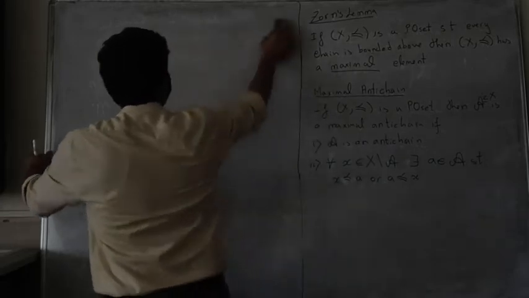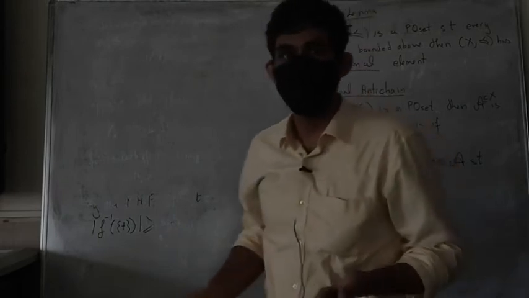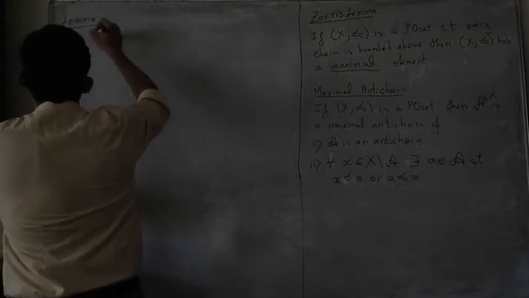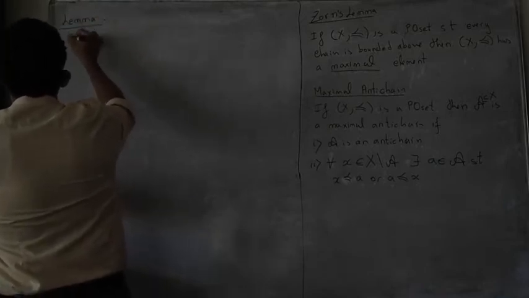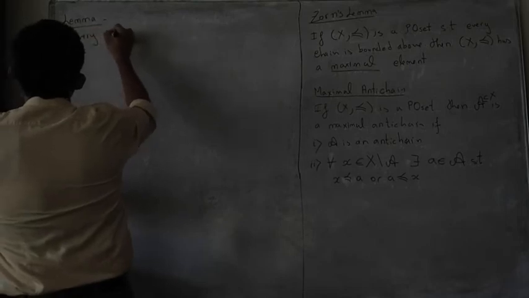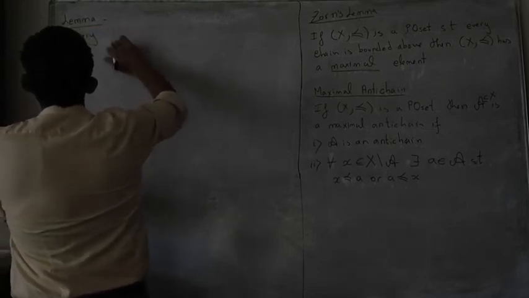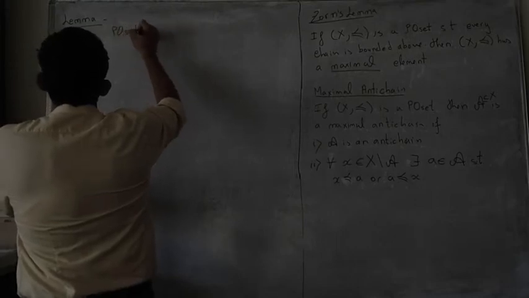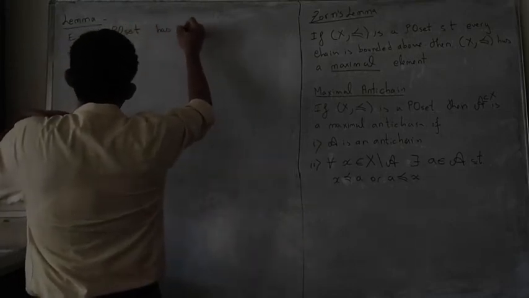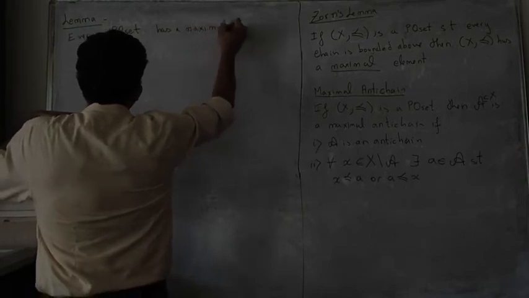So the lemma which we will be using to prove the infinite version of Dilworth's theorem is: every poset has a maximal anti-chain. And I think it is interesting on its own, not just for proving Dilworth's theorem. It is interesting on its own to see that every poset has a maximal anti-chain, okay.